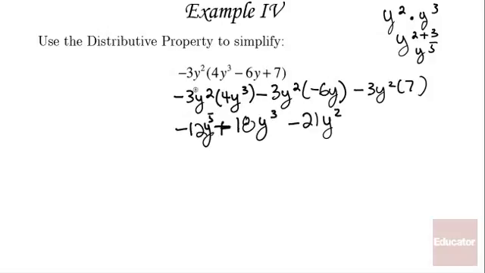Again, what I did is I took negative 3y squared times 4y cubed, and that gave me negative 12y to the 5th plus 18y cubed minus 21y squared.